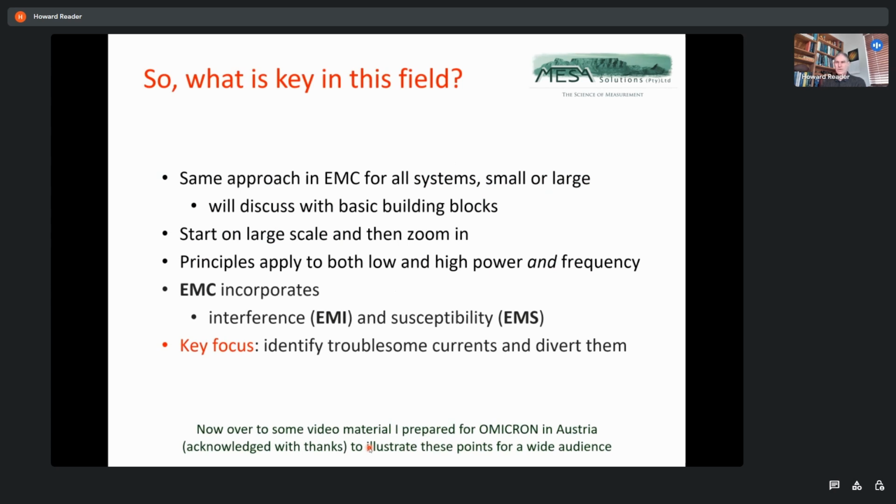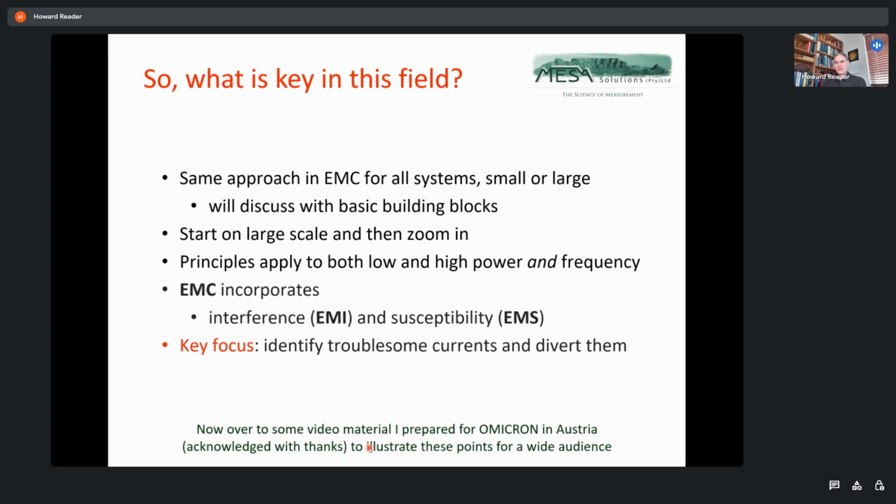We use the same approach in EMC for all systems, whether they're small or large. To illustrate this, we're going to show you some basic building blocks. We'll start on a large scale and then zoom in. And the principles apply to both low and high power, and also low and high frequency.